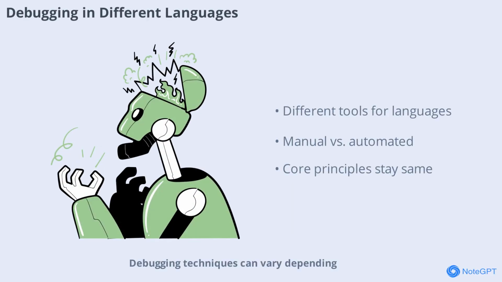Debugging techniques can vary depending on the programming language you're using. Some languages have robust debugging tools while others require more manual effort. Regardless of the language, the core principles of debugging, finding, understanding, and fixing errors, remain the same.